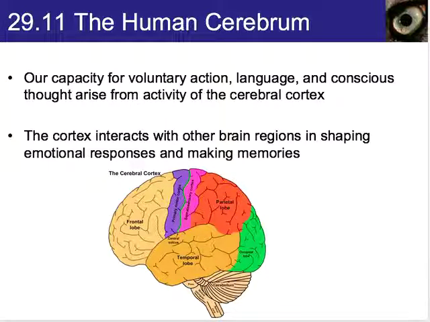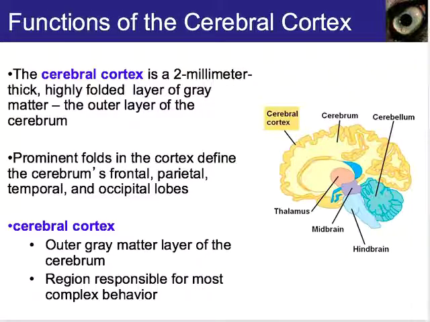So, the human cerebrum. Our capacity for voluntary action, language, and conscious thought arise from activity of the cerebral cortex. And the cortex interacts with other regions of the brain in shaping emotional responses and making memories. So, the cerebral cortex, which you guys can see here, it's the dark yellow, is a 2 millimeter thick, highly folded layer of gray matter in the outer layer of the cerebrum.